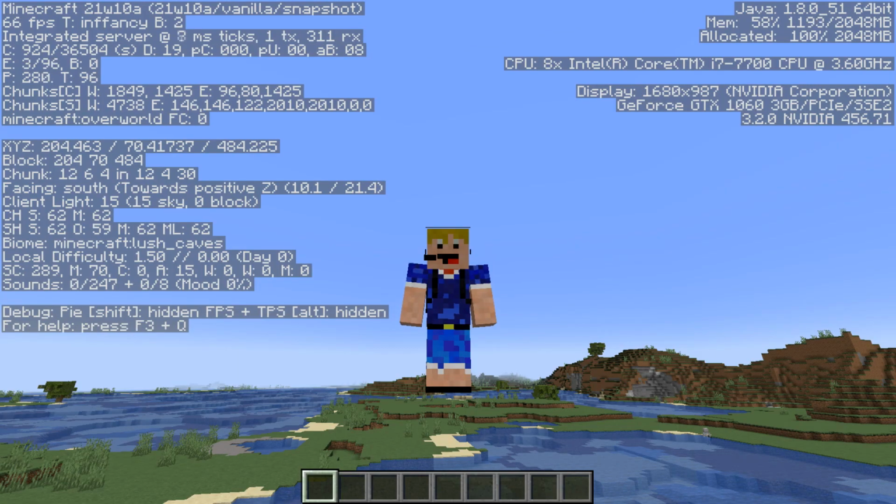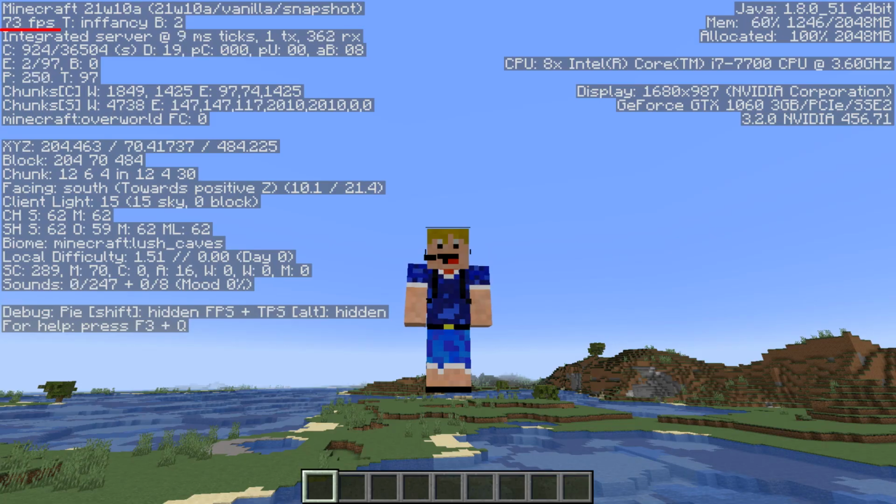I will start from the top left going to the bottom left, and then over to the top right going to the bottom right. On the top left, the first thing we see is our Minecraft version. So this displays the version. In my case, this is Minecraft Snapshot 21W10A. It also says if this is vanilla, if you're using mods or stuff like that, and if it's a snapshot or not.